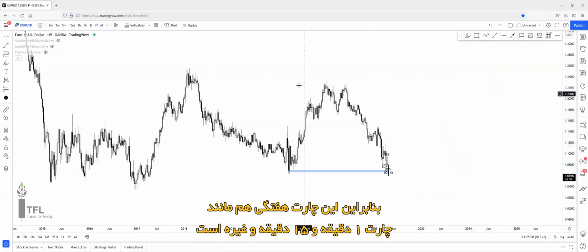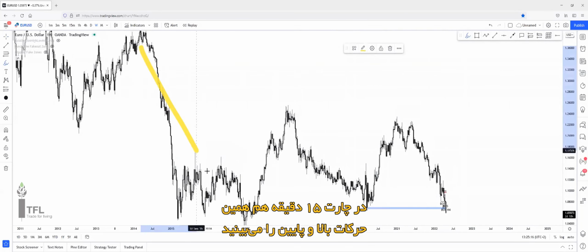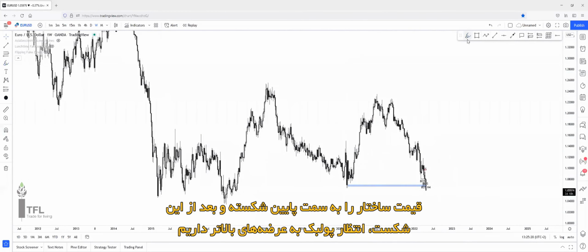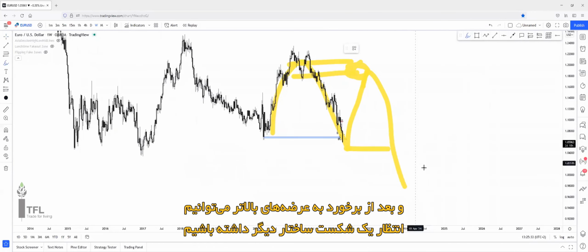So just imagine, this weekly chart looks like a 1-minute chart, 5-minute chart, 15-minute chart. We don't care. On the 15-minute chart, you will see the same movements: downside, upside, downside, upside. So price created a breakout structure to the downside. After this breakout structure, we can expect a pullback to some higher supply region. And after the higher supply region, we can expect another breakout structure. And this is how the market actually moves.